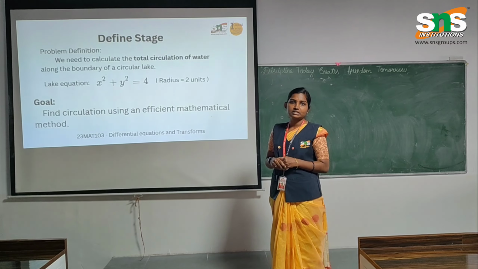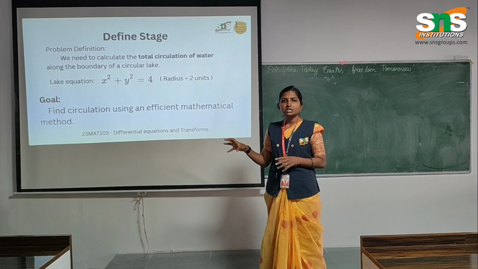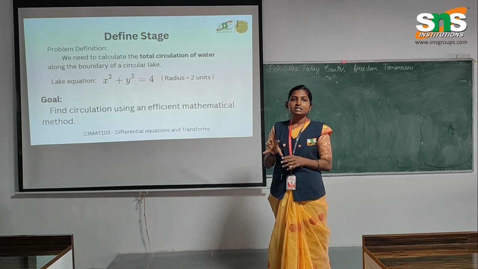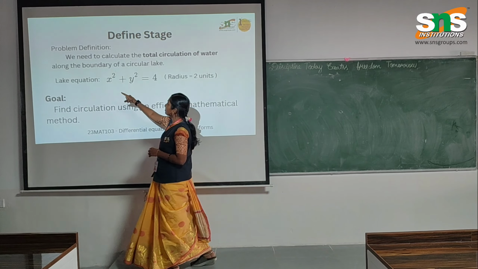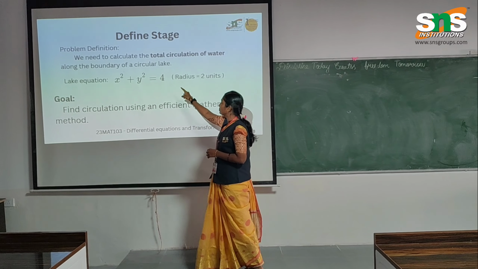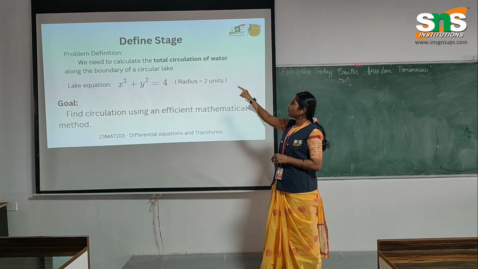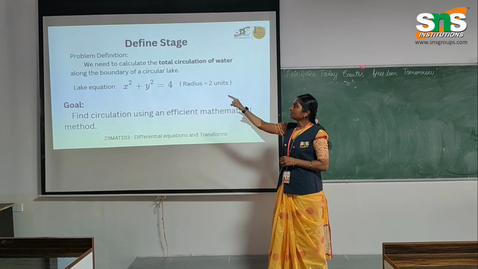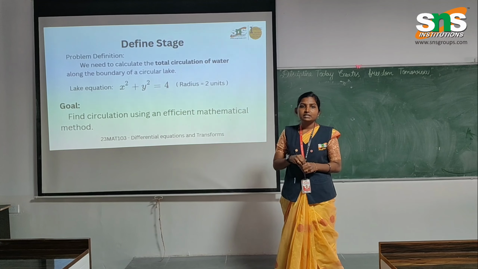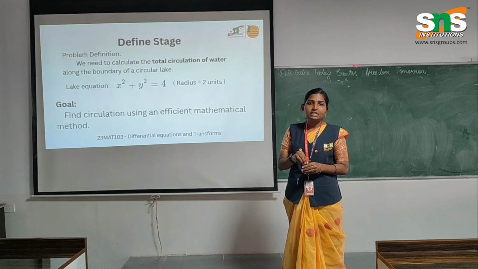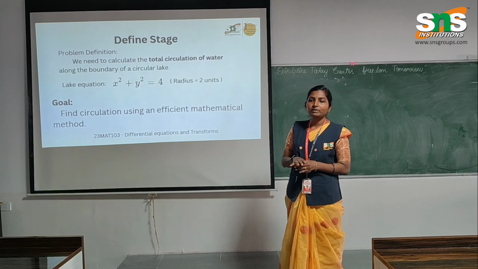So this is our defining stage. As explained, the equation of the lake can be equated to the equation of the circle. Here we will consider the radius to be 2. Therefore, the equation of the lake is x square plus y square is equal to 4, since the radius is considered to be 2 units. So we need to calculate the total circulation of water along the boundary of a circular lake. In our defining stage, we are going to calculate the rotation of water along the boundary of the circle and not inside the circle. Only the boundary things are to be calculated.